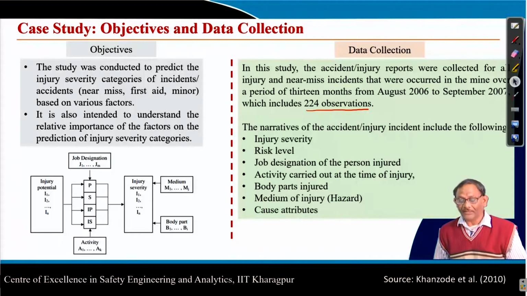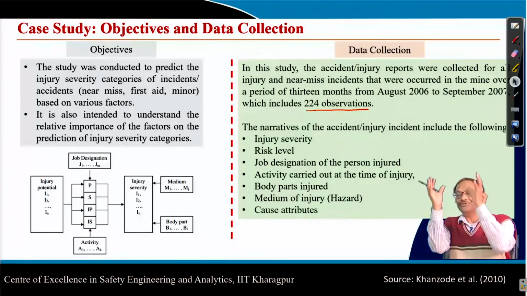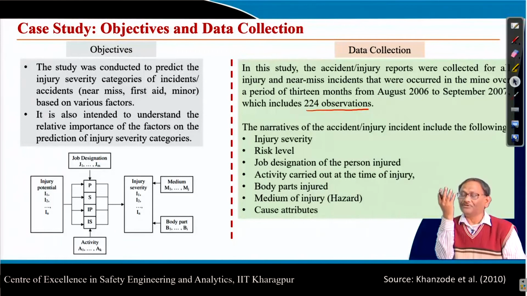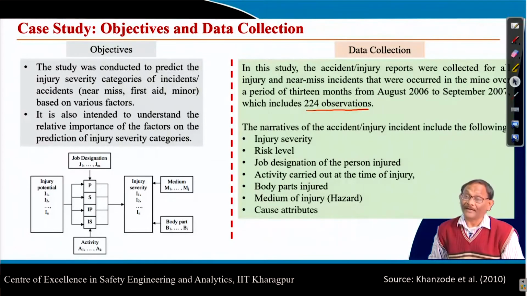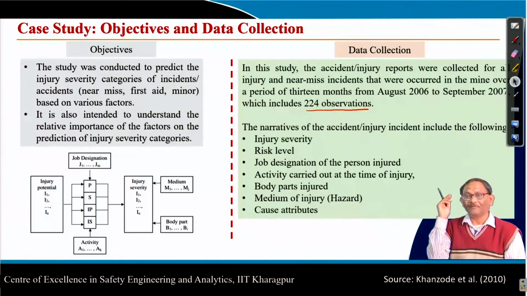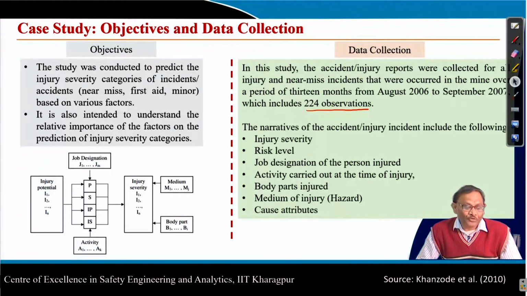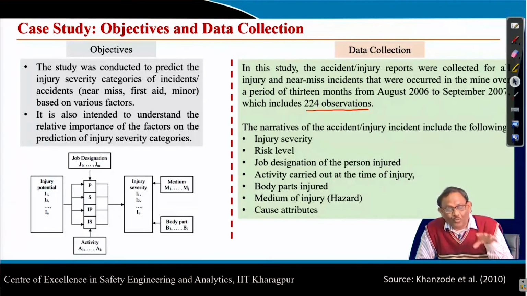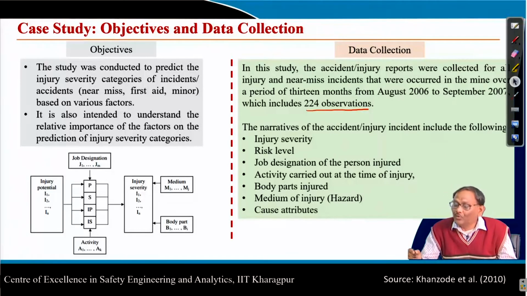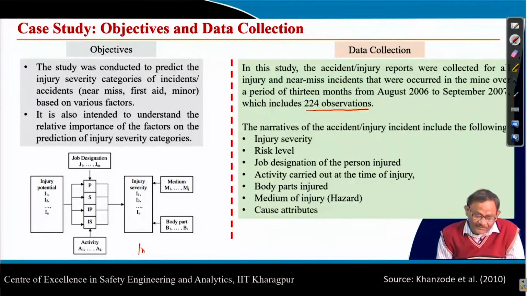For example, in underground mines, a piece of roof may fall, but if it falls on the toe, that will be one kind of severity, but if it falls on the head, that will be another kind of severity. So which body part is exposed to that hazard is also very, very important. All those things put together, we developed a model which we call the injury severity model.